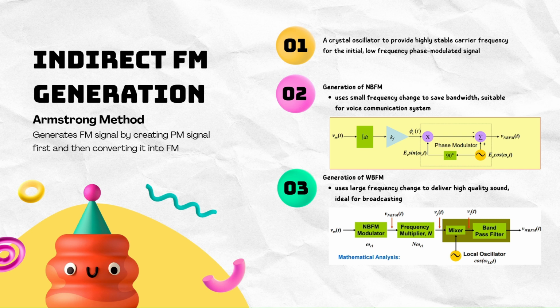The Armstrong method can produce two types of frequency modulation signal, which are narrowband FM and wideband FM. Easy to understand, NBFM usually uses a small frequency change to save bandwidth, suitable for voice communication systems. WBFM always uses a larger frequency change to deliver high quality sound and is ideal for broadcasting.